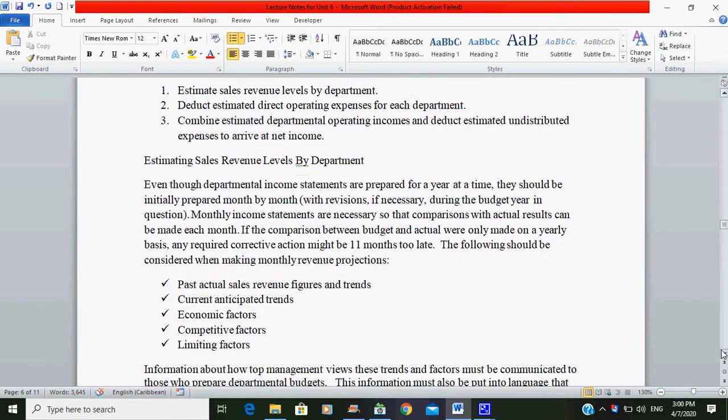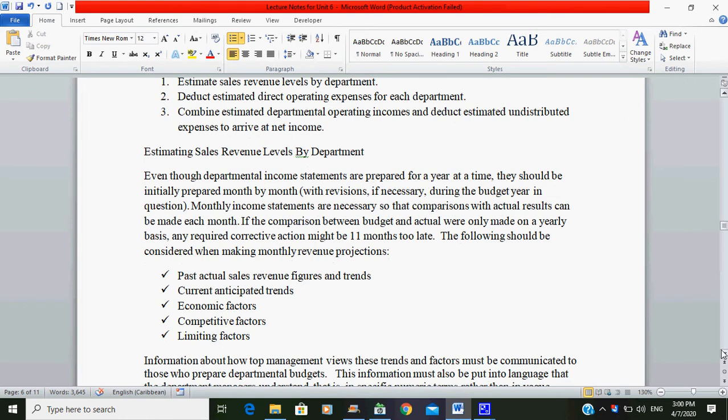First thing, estimating sales level, revenue levels by department. Now, even though the departmental income statements are prepared for a year at a time, they should be initially prepared month by month, with revisions if necessary during the budget year in question. Monthly income statements are necessary so that comparisons with actual results can be made each month. If the comparison between budget and actual were only made on a yearly basis, any required corrective action might be 11 months too late.